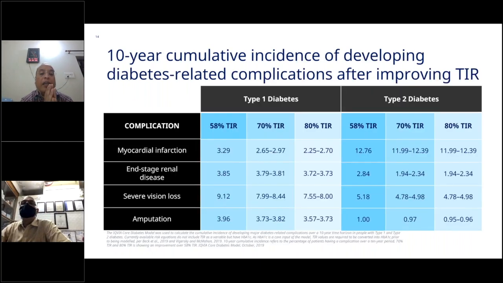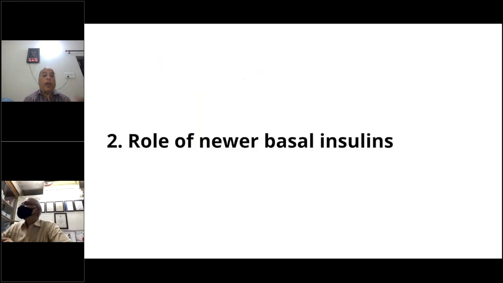Now, if we see the 10-year cumulative incidence of developing diabetes-related complications, once you have asked the patient to improve time in range, there is significant betterment in terms of reduction in myocardial infarction, progression of end-stage renal disease, progression of retinopathy, and the risk of amputations.